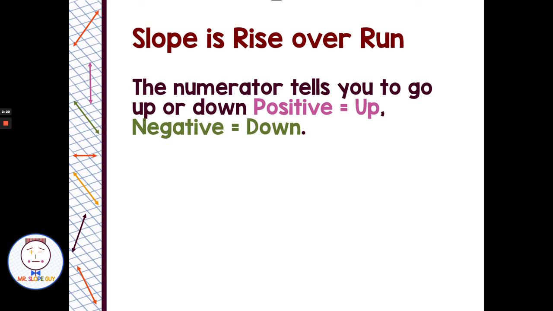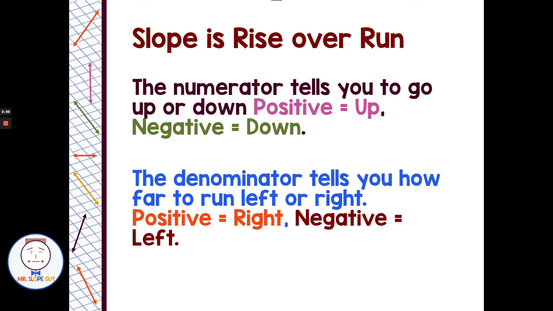And we know that slope is rise over run, and when we're graphing, the numerator would tell you to go up or down. If it's positive, we go up, negative, we go down. And with the slope, the denominator will tell you how far to run, left or right, positive to the right, negative to the left. So those are key concepts to write down for rise and run.